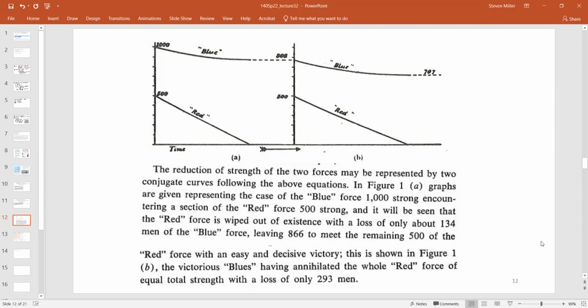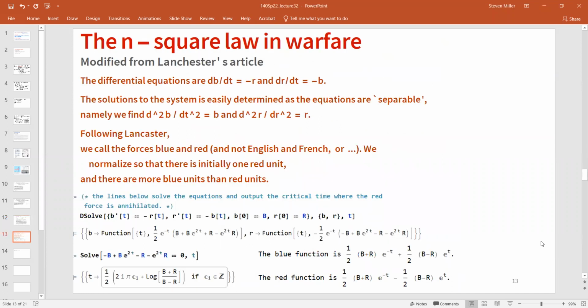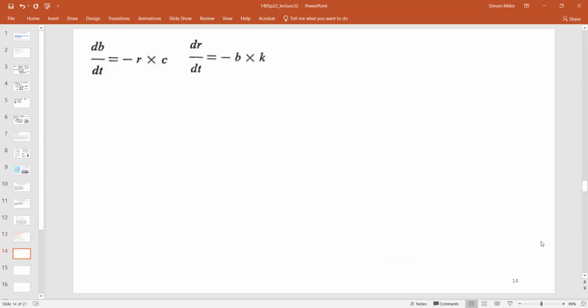And so, not surprisingly, you can write all of this down in Mathematica, and you can solve, and you can find as functions of time what the answers are. And so I'll just briefly talk about how you try to solve something like this. So dB/dt is minus c times r, dR/dt is minus k times b, for some constants c and k. So this is a little bit harder than what we've studied before, because now we have 2 different variables that depend on time. We have b depending on time, and we have r depending on time. Before we just had y.